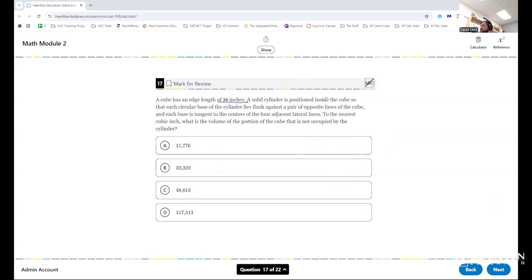Question number 17. A cube has an edge length of 38 inches. A solid cylinder is positioned inside the cube such that each circular base of the cylinder lies flush against a pair of opposite faces of the cube, and each face is tangent to the centers of the 4 adjacent lateral faces. Okay, there's a lot going on there. To the nearest cubic inch, what is the volume of the portion of the cube that is not occupied by the cylinder?